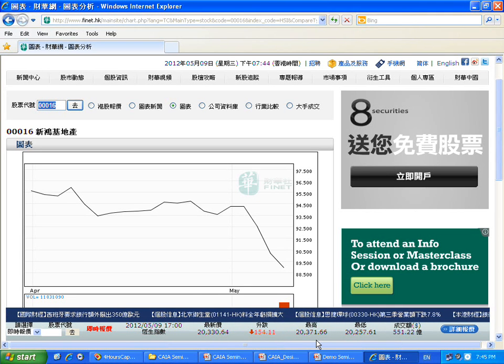Suppose tomorrow CY Leung announces a tightening of the mortgage rate or mortgage tightening measures, that will actually hurt both stocks, right? But if you long Cheung Kong and short Sun Hung Kai, you will eliminate all these market risks relating to the policy risk or this kind of interest rate risk. So that's the beauty of building a market neutral long short.